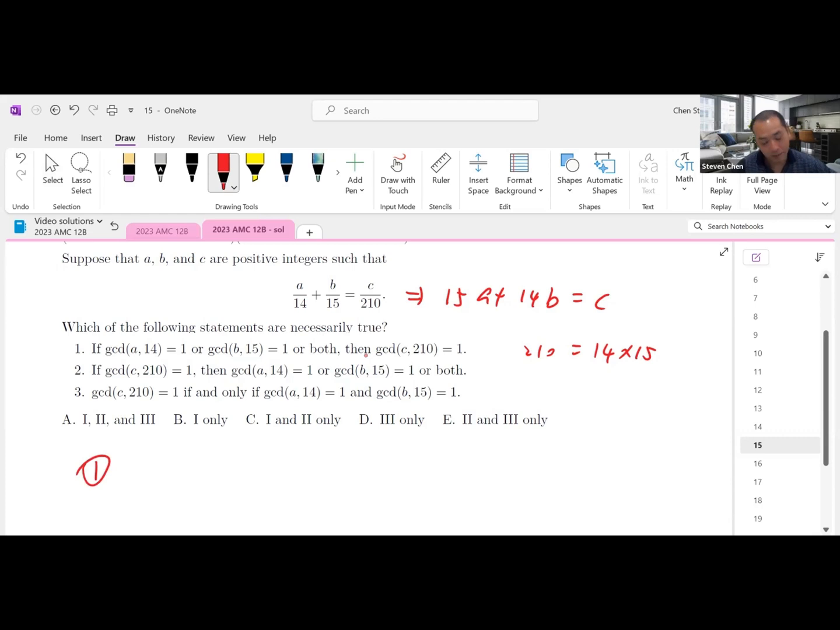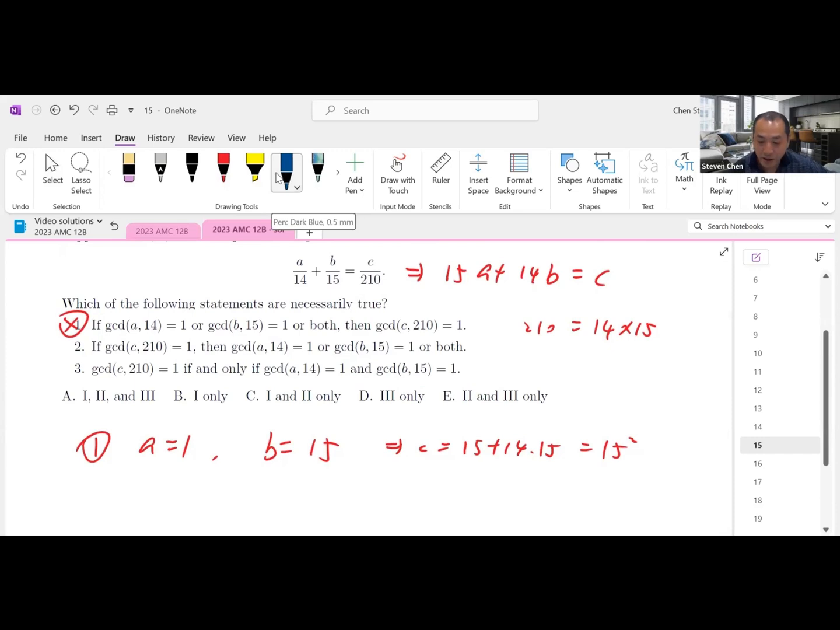Let me give it a counter example. Let me simply set A to be equal to 1. So obviously, A and 14 are relatively prime, right? Okay. So now let me set B to be equal to 15. Then what we get is C is equal to 15 plus 14 times 15, which is obviously equal to 15 squared. So it's not relatively prime to 210 because 210 has a factor 15. So statement 1 is wrong.